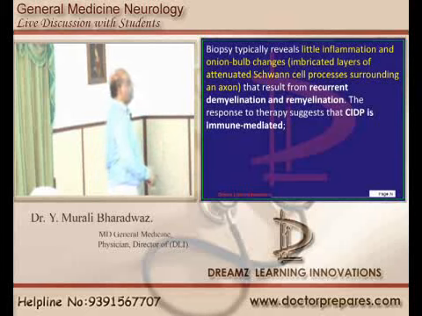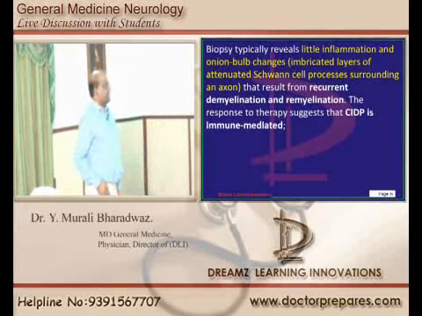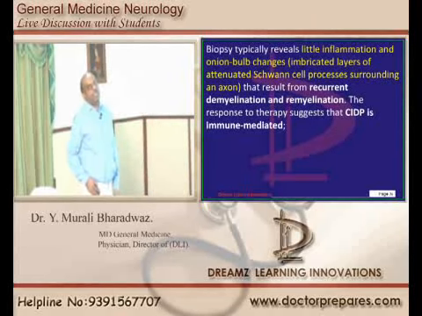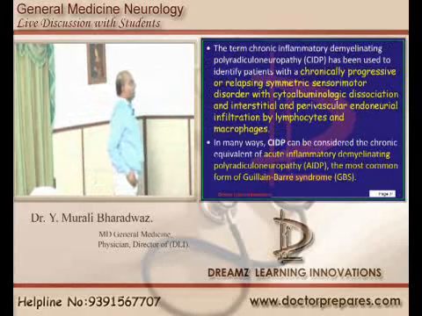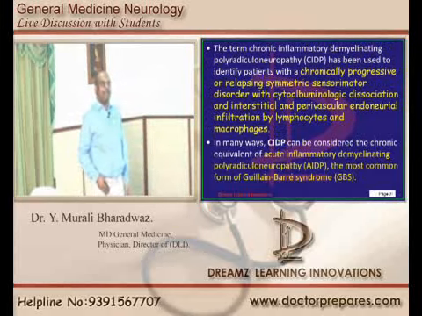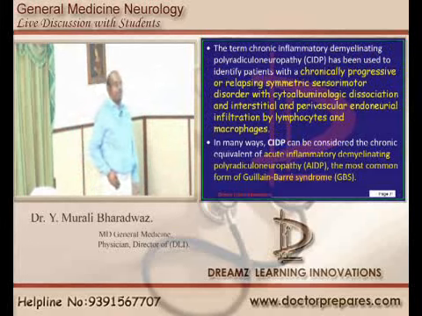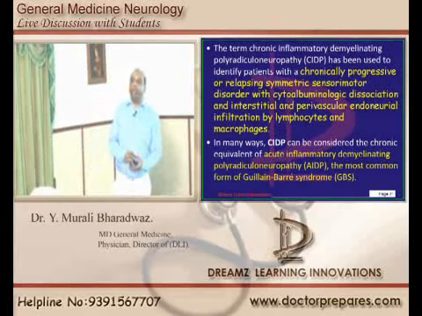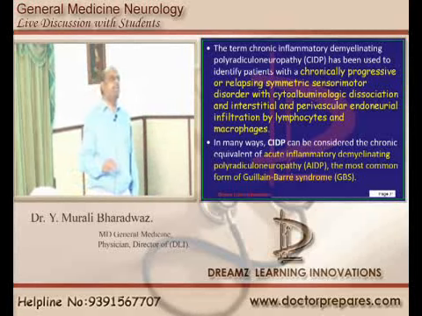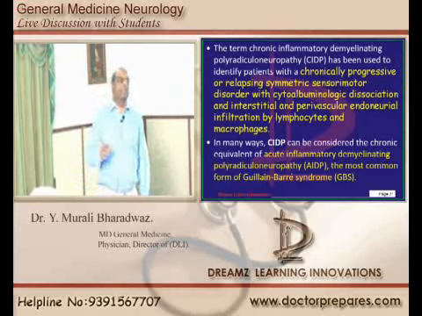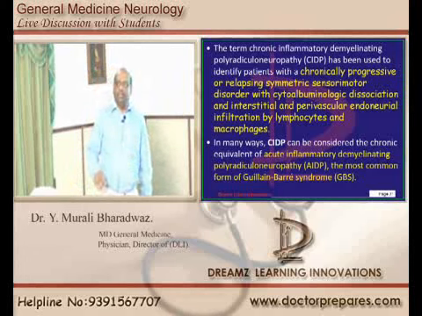So there will be little inflammation with onion bulb changes, with recurrent demyelination and remyelination, which is the underlying pathogenesis of CIDP. And it presents with a chronically progressive or relapsing symmetric sensorimotor disorder. Basically, polyneuropathies are divided into purely sensory polyneuropathy, motor neuropathy like in lead poisoning, and sensorimotor neuropathy, both sensory and motor.